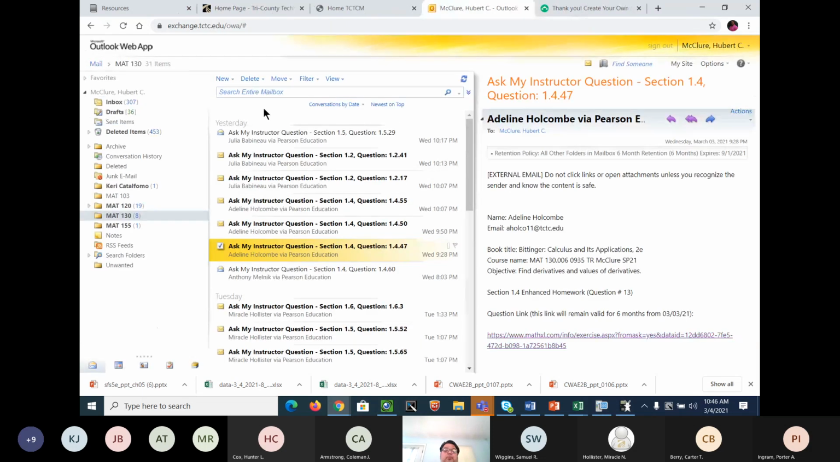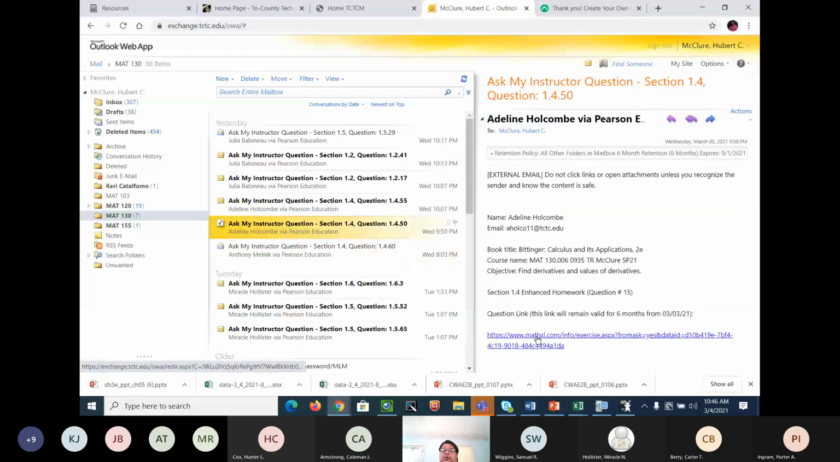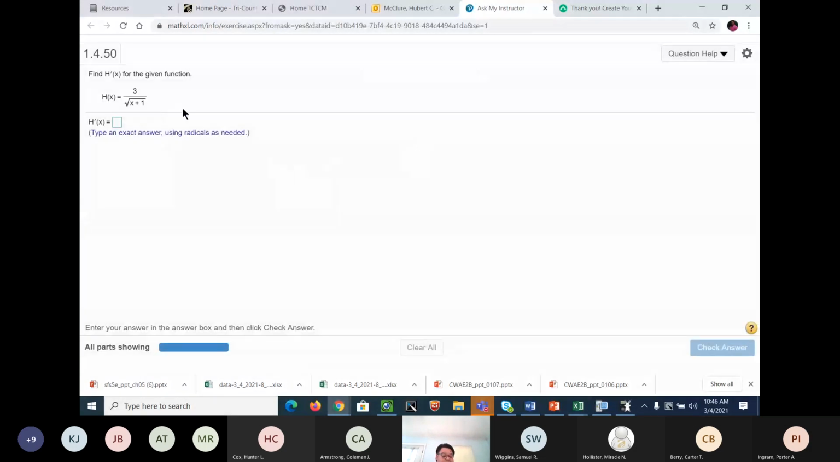Next. We got to finish this up pretty soon. All right, so here is, you got to rewrite this one. Why? Because radicals and calculus do not mix. Radicals and calculus do not mix. So h of x is equal to 3 over the square root of x plus 1.